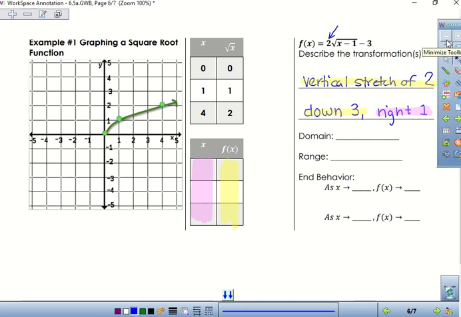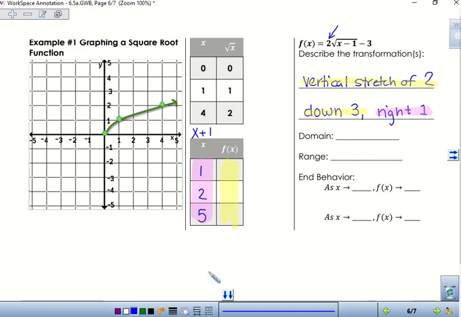So if we're shifting to the right 1 unit, what's going to happen to all of the original x's? They're going to increase by 1. So you're going to take your x's and you're going to add 1 to all of them. So 0 plus 1, 1 plus 1, and 4 plus 1. Now, with the one in the yellow, it's a little bit different.